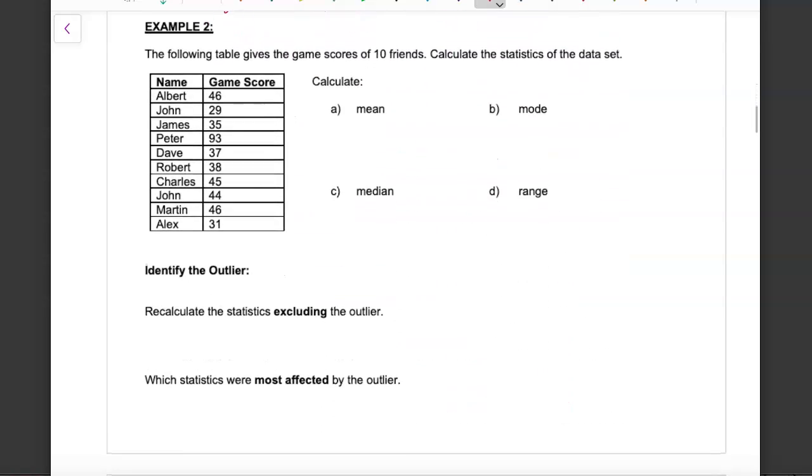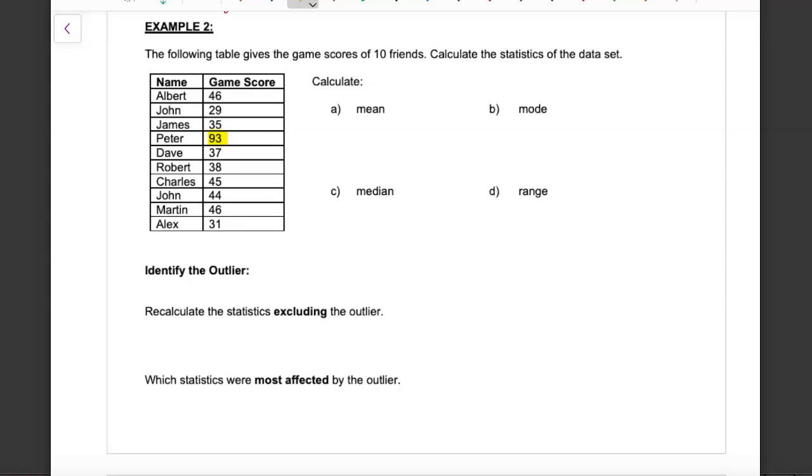So in our second example, we've got a table that shows the game scores of 10 friends who are playing a computer game. Having a look at these 10 friends and scanning their results, you might notice that something sticks out, and that's Peter's result. Obviously, he's very good at getting a high score in this game.